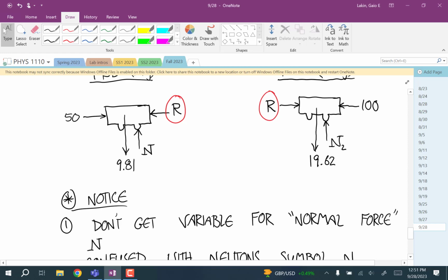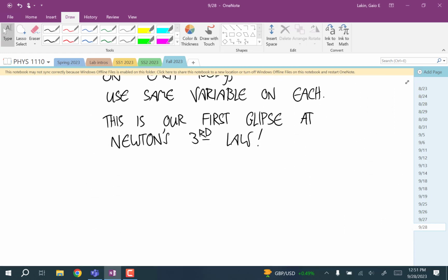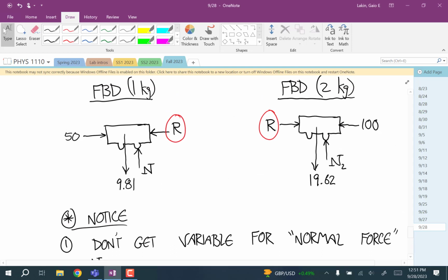Okay. Anybody have any questions about that? Yeah. On your drawing, why is the downforce on 2K and not regular gravity? Yeah, because you multiply the mass times the acceleration of gravity.